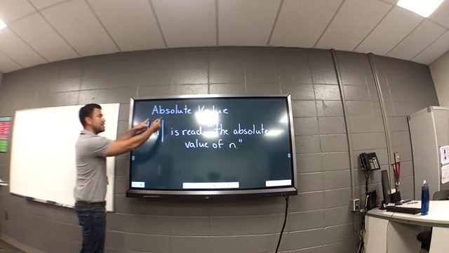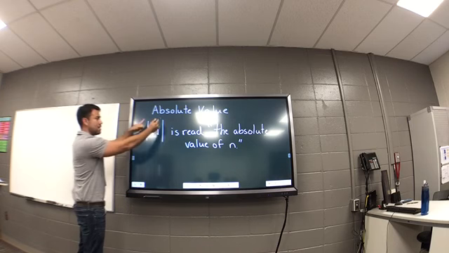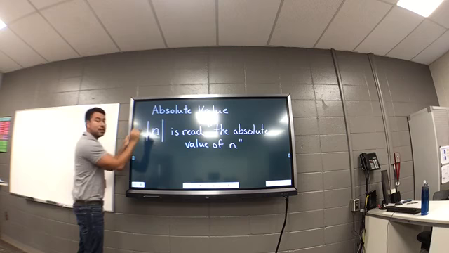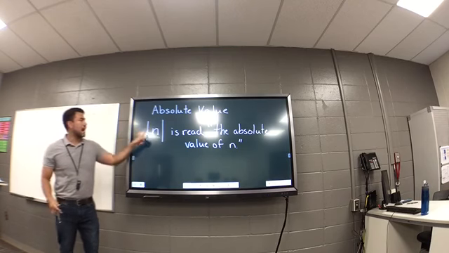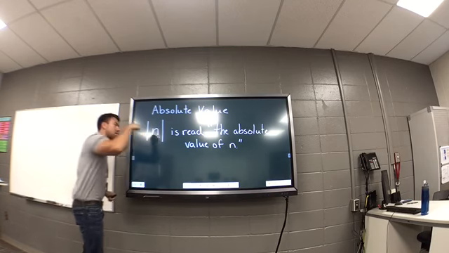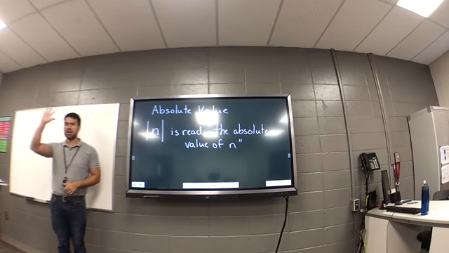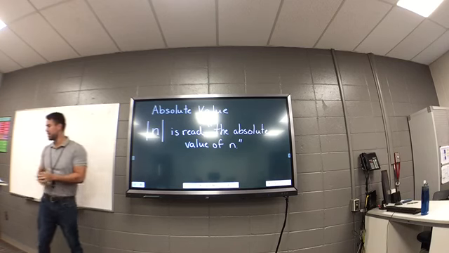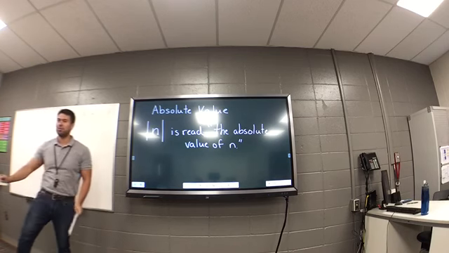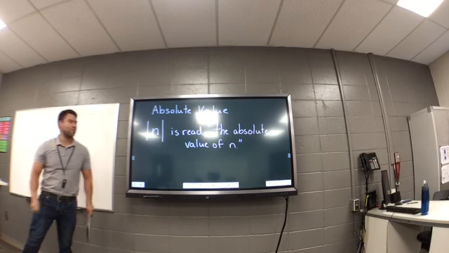So when you see these little bars, or I should say these big bars, with something in between, this is how you read it. The absolute value of whatever's in there. So the absolute value of n. How many of you understand that? Good, because I'm going to give you one, and somebody will be luckily selected to read it for me.